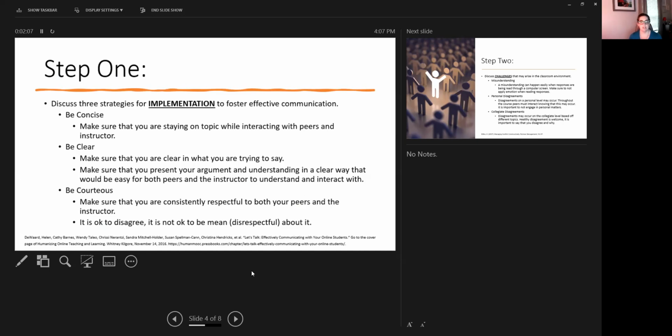Finally, be courteous. We have all heard that thing, to get respect, you have to give it, and it occurs even in collegiate classrooms. You need to be consistently respectful to both your peers and the instructor. It's okay to disagree, but it's not okay to be mean about it.